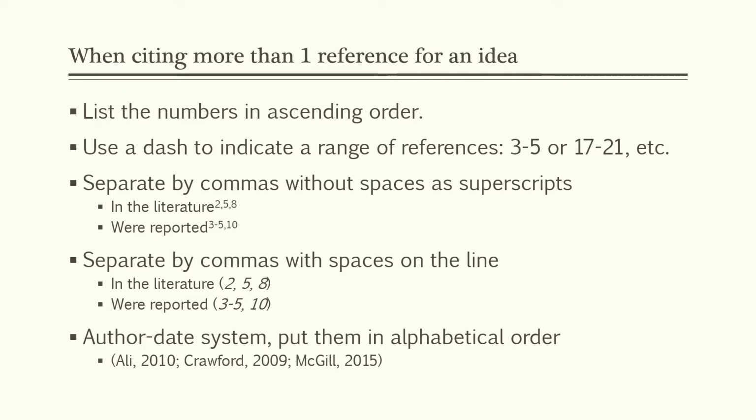If you're using the author date system, as you can see down here, there is a semicolon in between them, and they're in alphabetical order. So in this case, for our chemistry and physics department, Ali is listed first alphabetically, then Crawford, then McGill. It doesn't matter that Crawford's paper came earlier. What matters is that it's in alphabetical order.